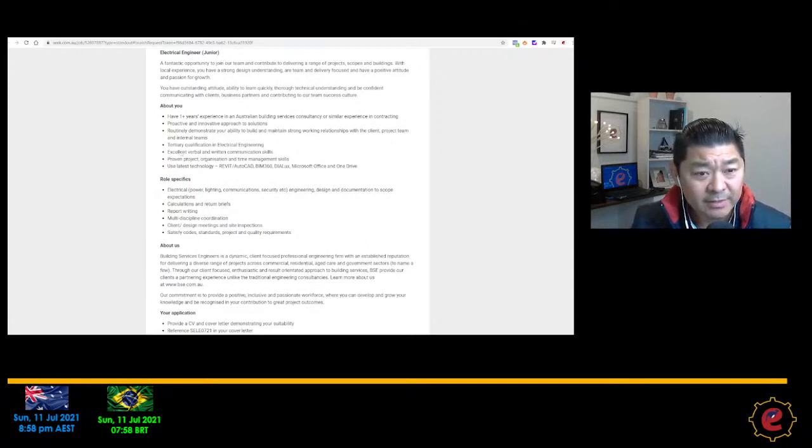The other dot point, excellent verbal and written communication skills. Another soft skill that they are exploring there. And the other dot point, proven project organization and time management skills. So you've got to be able to pretty much be a very good project manager there. And use latest technology, Revit, AutoCAD, BIM 360, etc. Microsoft Office and OneDrive.